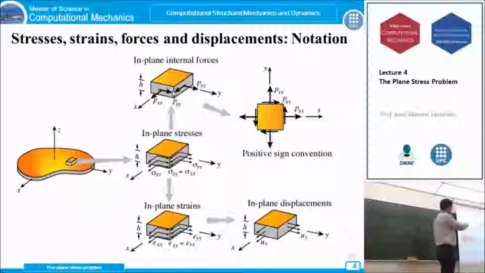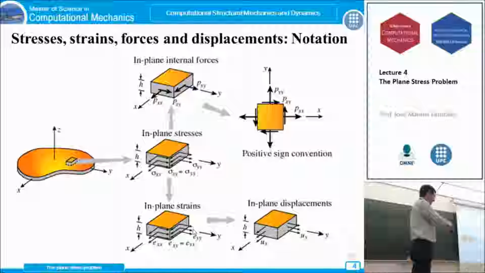So everything is considered as a mid-plane. These internal forces will represent all the thickness, with value h. So these internal forces represent all the thickness. The in-plane stresses, again, are considered along the thickness. With this sign convention, the strains again are considered in this way.